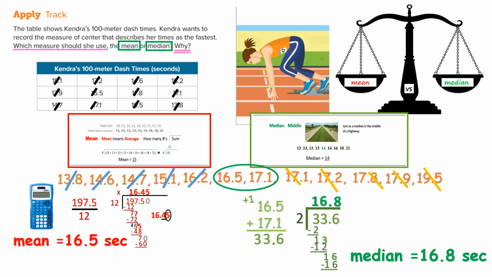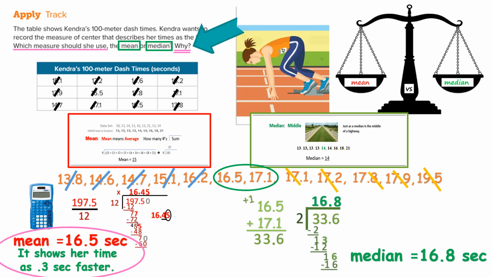So which one, to answer the question, is the best unit of measure to show her fastest time? Obviously, that's the mean, because 16.5 is going to be a quicker time than 16.8. But am I done? No, because I have to answer why. The answer is that it shows her time as 3/10 of a second faster. Now I have both of my answers, and now I'm good to go.